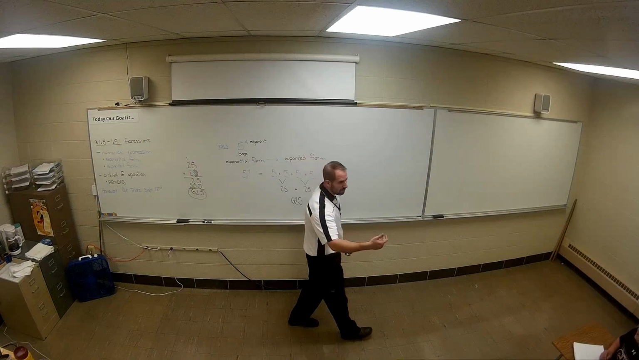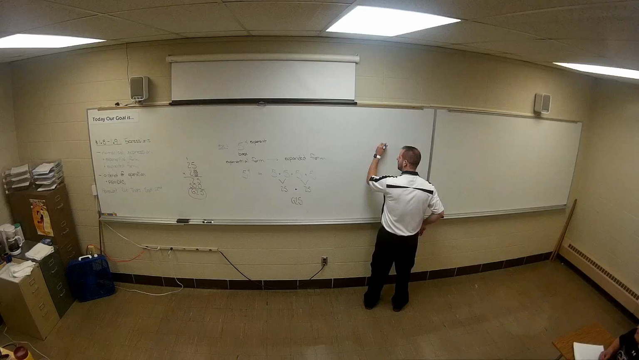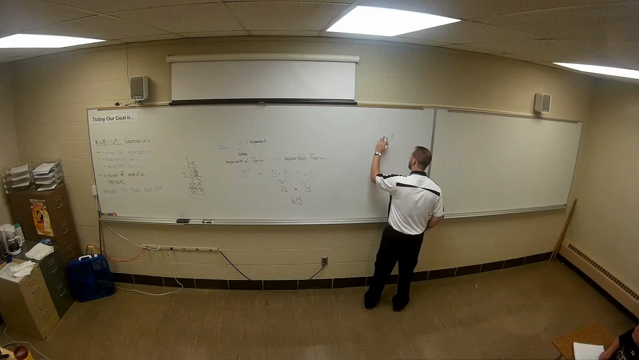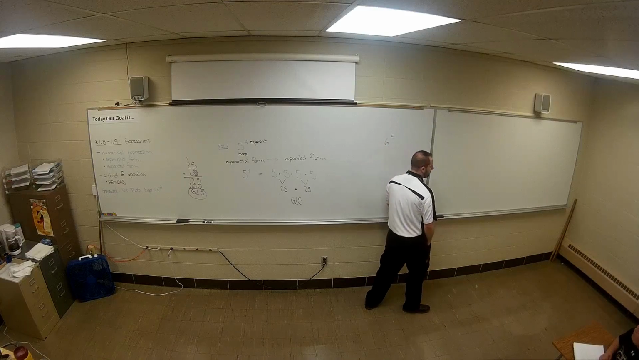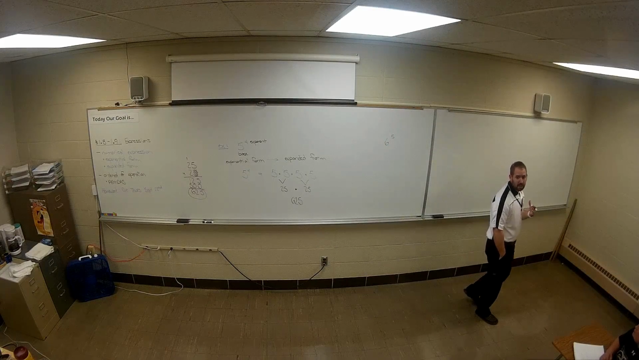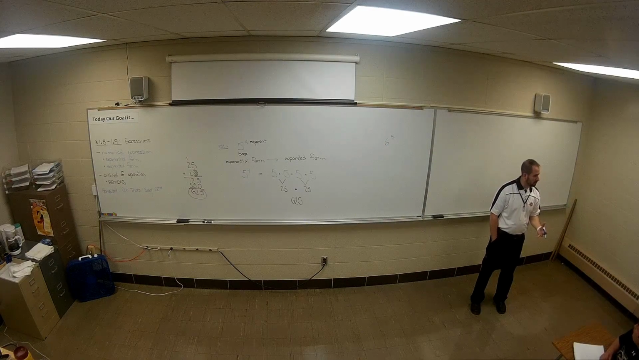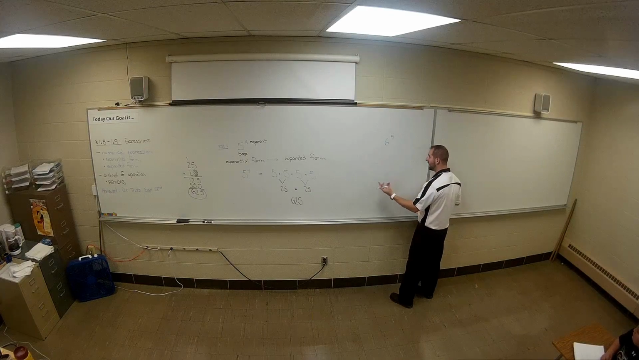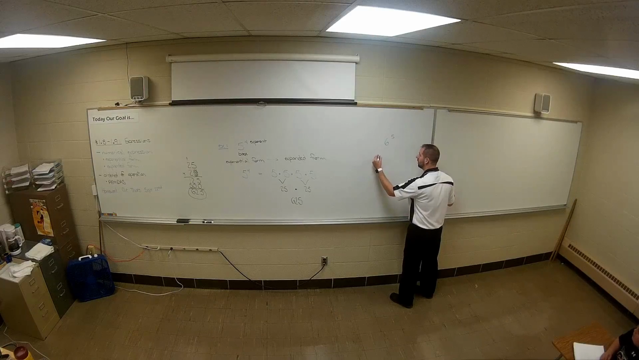I'll let you guys pick the base number. Pick a base. 6. Okay? Pick a power to put on the 6. 5. Okay. 6 to the 5th. So I can already tell you right now, this is going to be a very, very large number, because you have the base of 6 5 times.